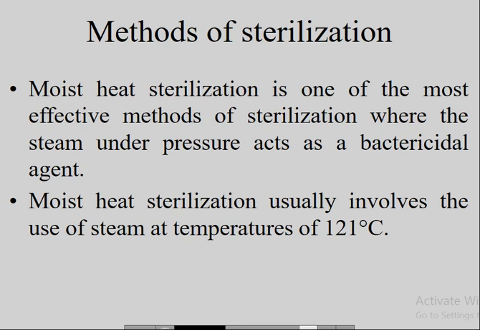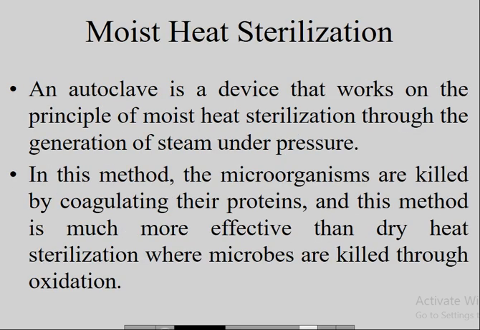This moist heat sterilization is usually carried out in a container called an autoclave, where the temperature is very high, around 121 degrees Celsius. This device works on the principle of moist heat sterilization through the generation of steam under pressure. What happens in this method? As you heat the water, it results in generation of steam.